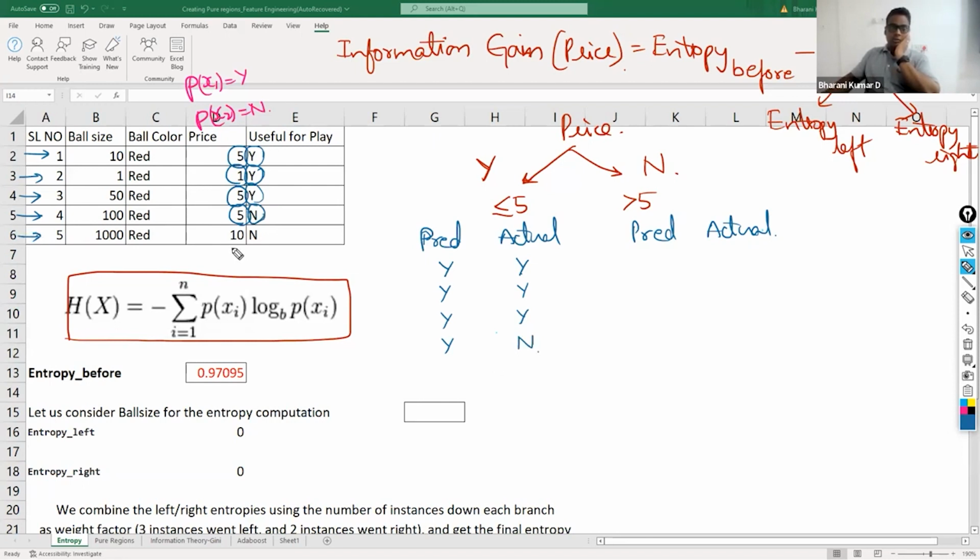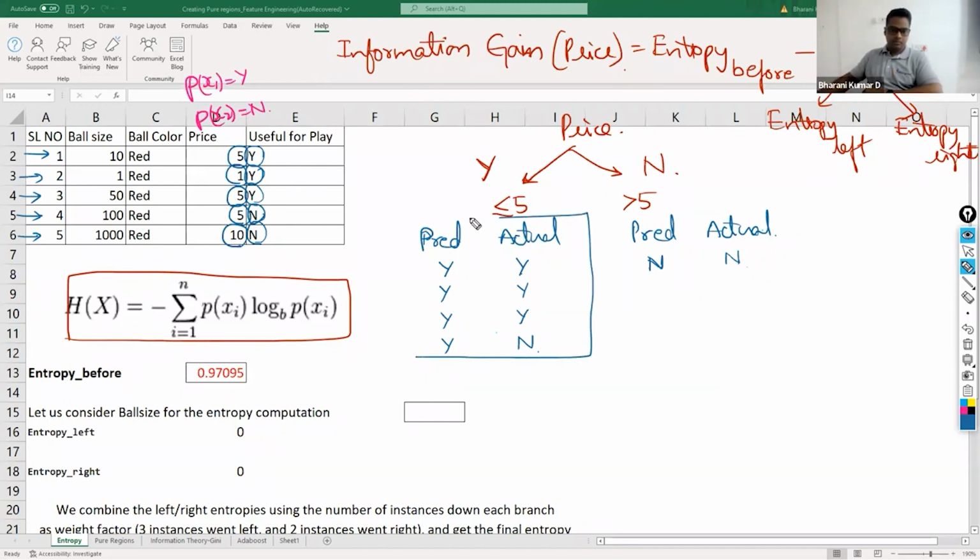Now let's go to the next row where the value is 10. 10 is greater than 5. For greater than 5, the predicted value would be no. But what does your actual value say? That also says no. There is a match. Now let us calculate entropy towards the left and entropy towards the right.